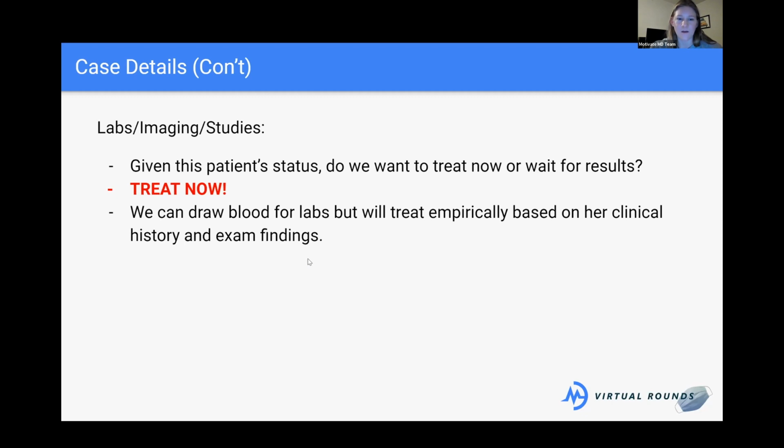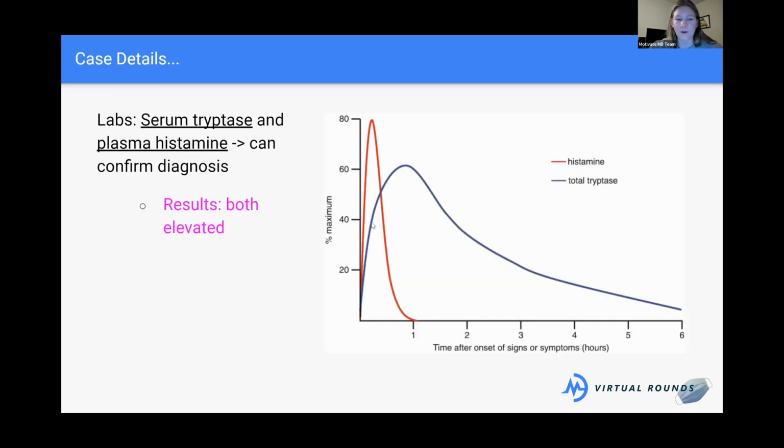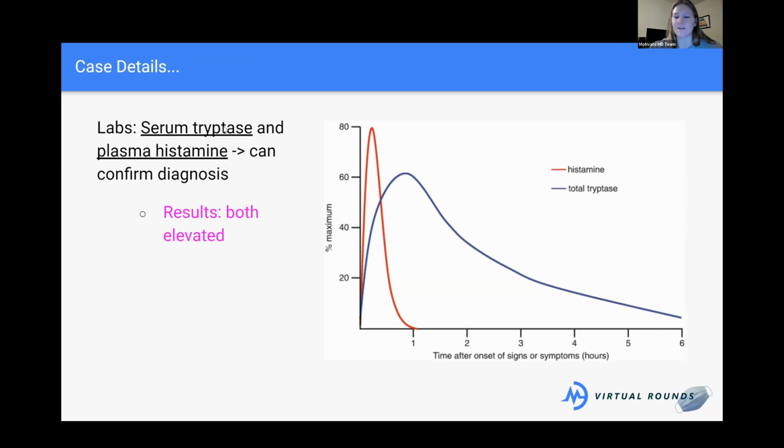So the labs that we get for anaphylaxis are something called a serum tryptase and a plasma histamine. And these, as we'll learn in the pathology section of this, are two things that are released from a cell called mast cells in the body. These are really inflammatory proteins that are released into the body. So in a person with anaphylaxis, we would expect them to be elevated past the normal range, what a normal person would have. And this is a graph showing the time frame of how quickly these can spike and how quickly they can fall.